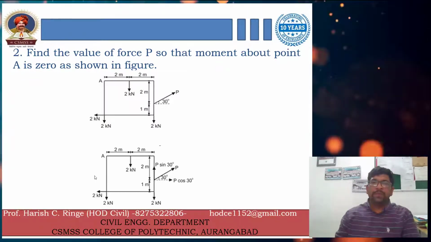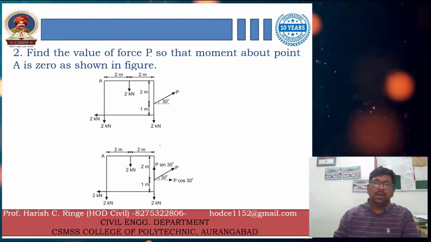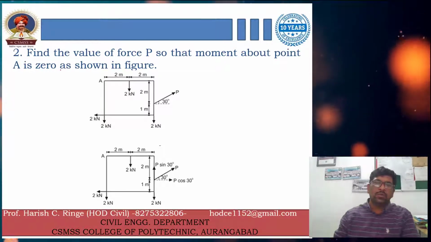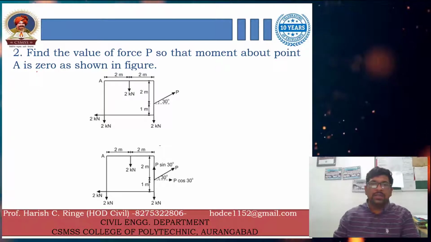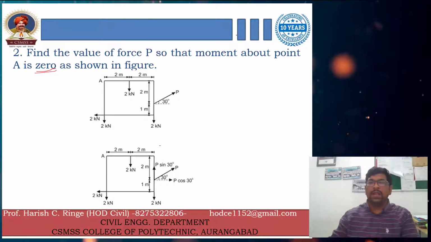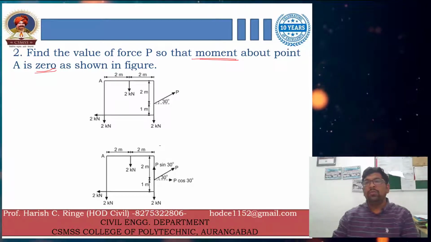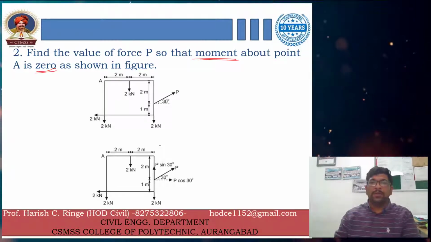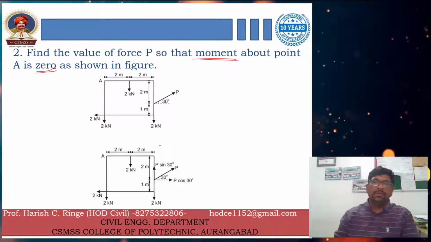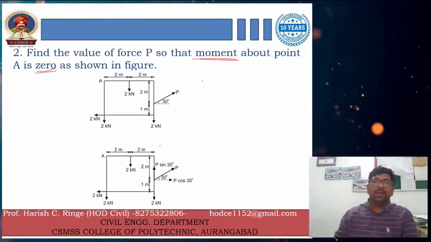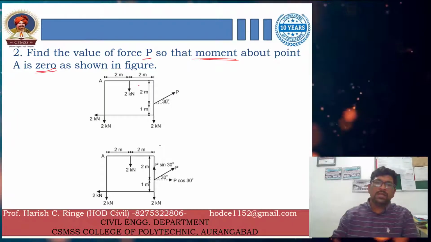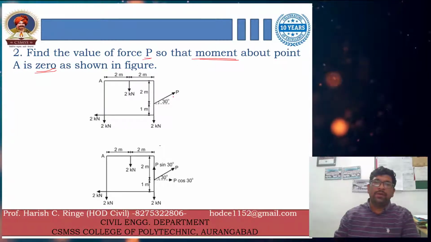Find the value of force P so that the moment about point A is zero, as shown in the figure. Okay, so as we know, it is mentioned that the moment is zero, right? And as the moment is zero, we should understand that this particular problem is related to equilibrium, and in this figure we are supposed to find out the P value. So just go through the figure with whatever given data is there.